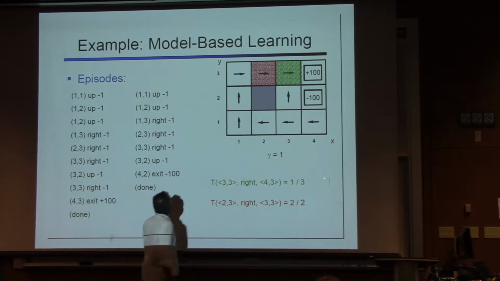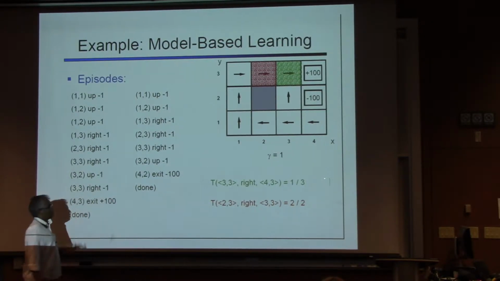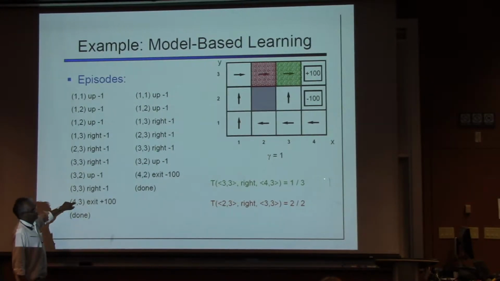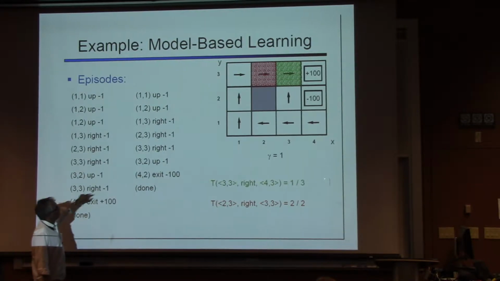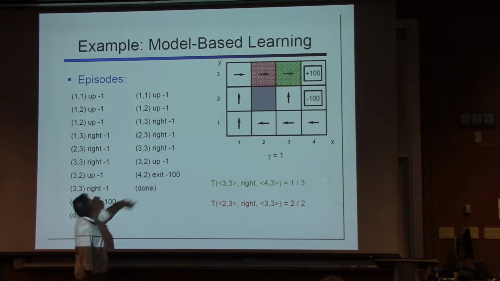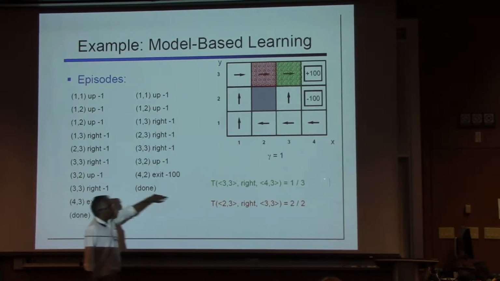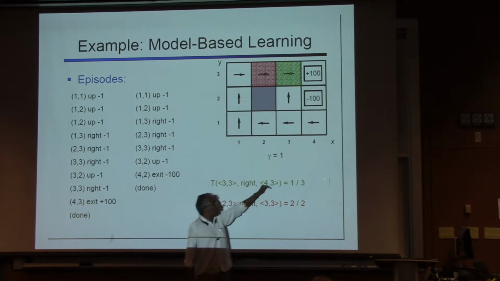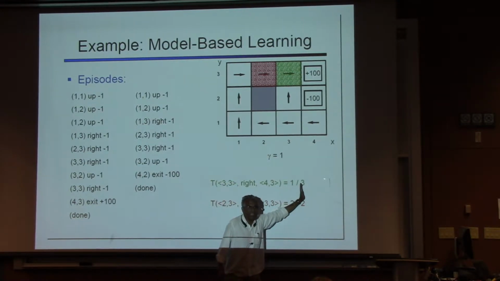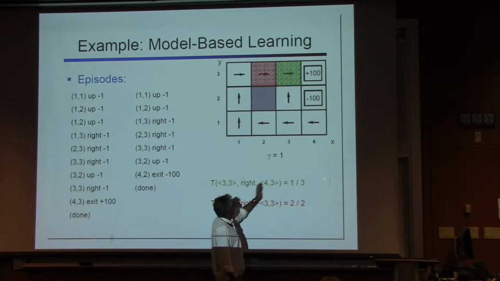When I did right from 3-3, how many of those times was the next state 4-3? Here it was. Here it was 3-2, it's a different state. Here it is 3-2, it's a different state. So when I did right from 3-3, I got to 4-3 only some of the times that I've done it. Does it look very complicated? This is actually taking ratios. So 3-3 right, 4-3 is 1 over 3.